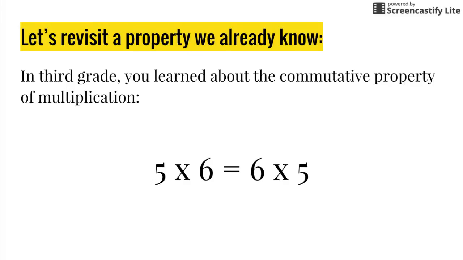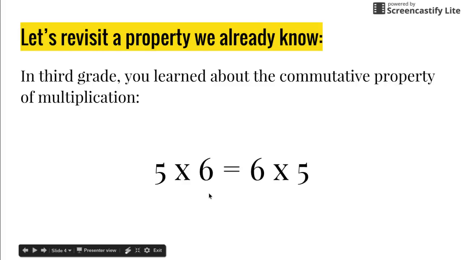And in third grade, you learned about the commutative property of multiplication. In the commutative property, you have a number multiplied by another number. And that just means that this side and this side are still equivalent, even if you say, well, I did 5 groups of 6 or I did 6 groups of 5. Both sides of the equation are still 30. And so this is true.